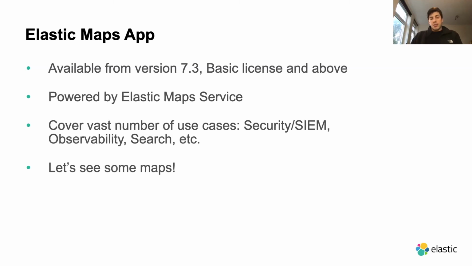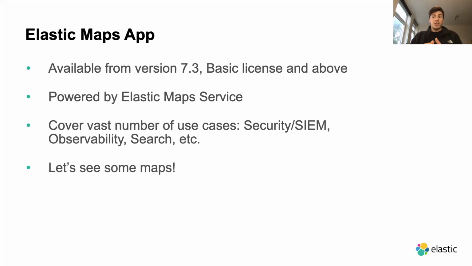Now, if we fast forward all the way to version 7.3, Elastic Maps application has general availability. So even before then, I believe since 6.7, it was still in beta version, so you were able to use it, but it's generally available since version 7.3. And you do need to have a license for it, but you need to have at least a basic license, and basic license is for free. So of course, that means that you can just download it, get the license and use it.